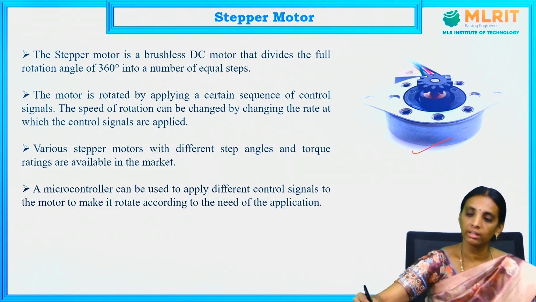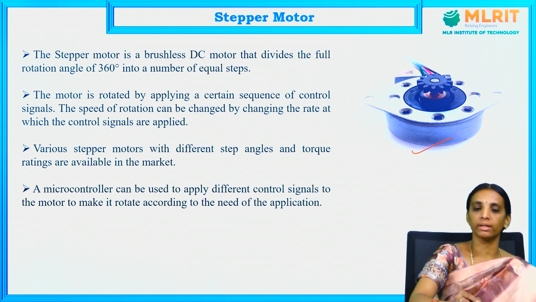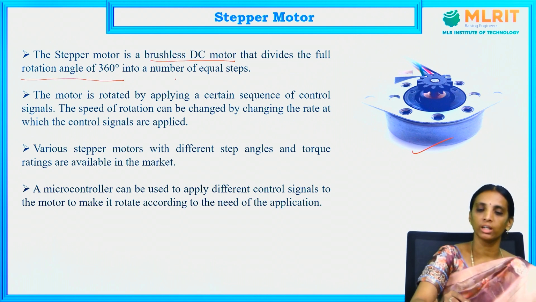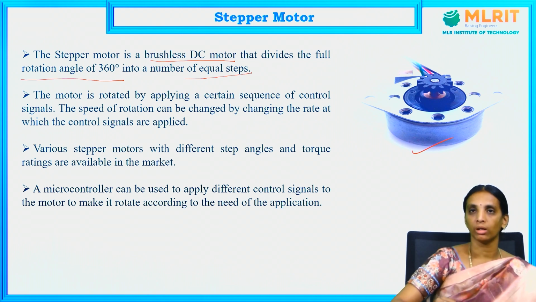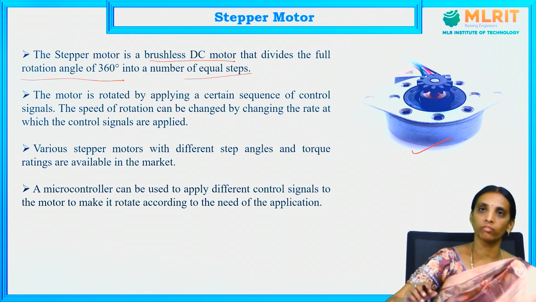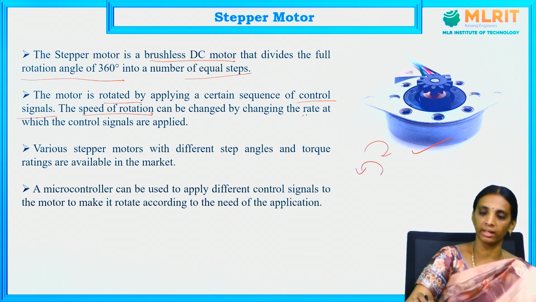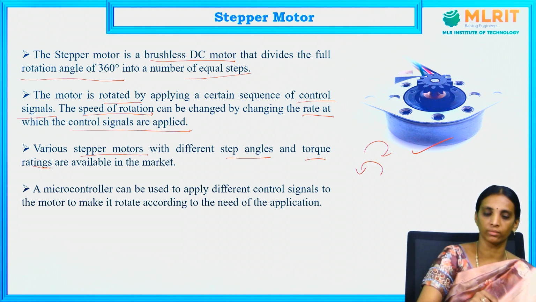So this is the stepper motor. A stepper motor is a brushless DC motor that divides the full rotation angle of 360 degrees into a number of equal steps. As per the number of steps, the motor will be rotated clockwise or anti-clockwise. The motor is rotated by applying a certain sequence of control signals. The speed of rotation can be changed by changing the rate at which control signals are applied. Various stepper motors are available in our market with different step angles and torque ratings.